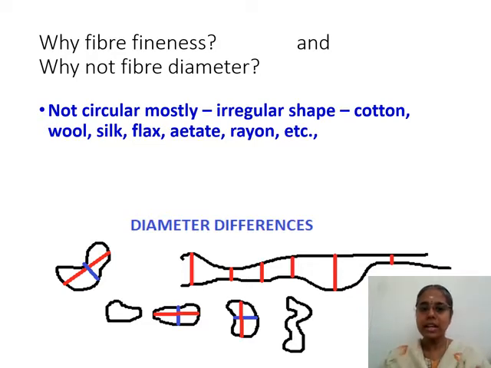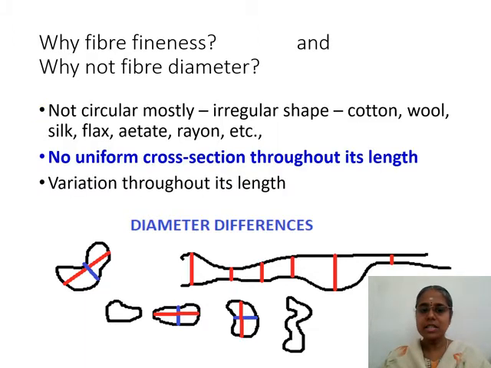So it is irregular in shape. Diameter can be measured when the cross section is circular and uniform. When you measure, say, the red color line, the green color line and the blue color line here, the diameter is different in different areas. You can see it has diameter ranging from the blue line length to the red line length for each of the cross sections. This is one reason why we do not go for diameter measurement in fibers. Another reason is it is not of uniform cross section. Along the length, I have marked different red color lines, and you can see the variation throughout the length. The cross section is not circular, not uniform throughout its length, and it varies throughout its length.